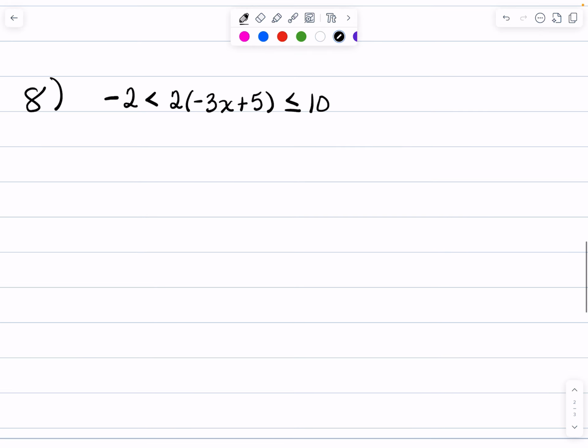Okay, last question to do together is number 8. On number 8, it is an AND statement. If they don't put OR in there, then we know that this is going to be an AND statement. So I should have 2 that I am looking at here.